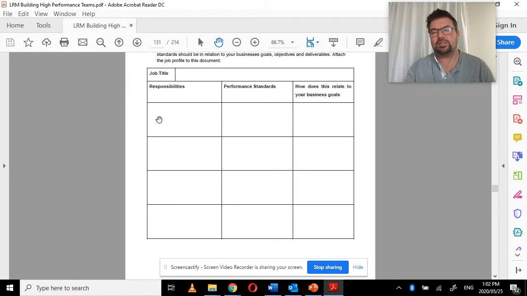So if the responsibility is to increase market share, the performance standard is that he has to visit 5 new potential clients every week. How does this relate to your business goals? Well, we want to increase our turnover by 5%. So the responsibilities speak to the performance standards, which speak to your business goals. Okay.